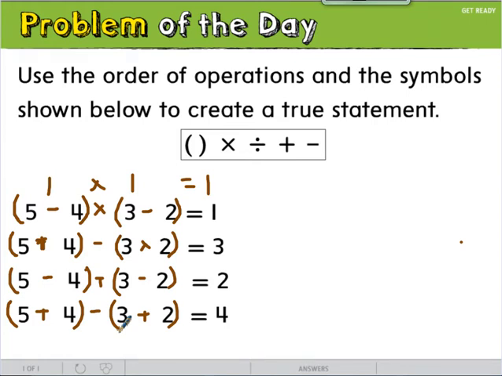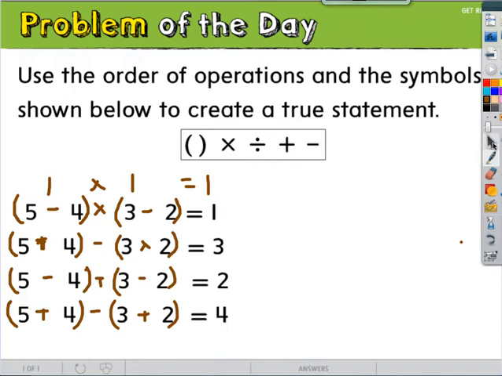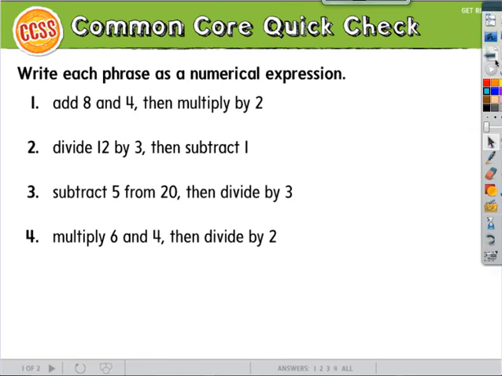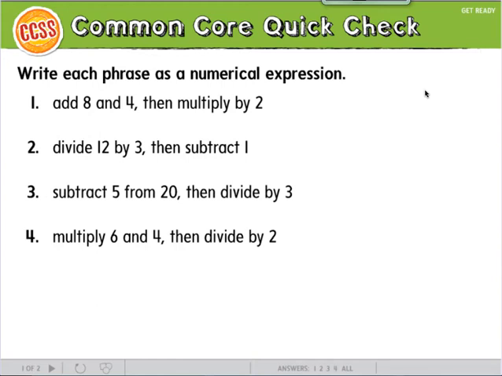Okay? And just to show you that there are other ways to do it. So if you got a different answer, that doesn't mean that you got the wrong answer. It just means that you got a different answer. All right. This is a review from last night's homework. I want you to take a second and on your whiteboards do problems 1 through 4.